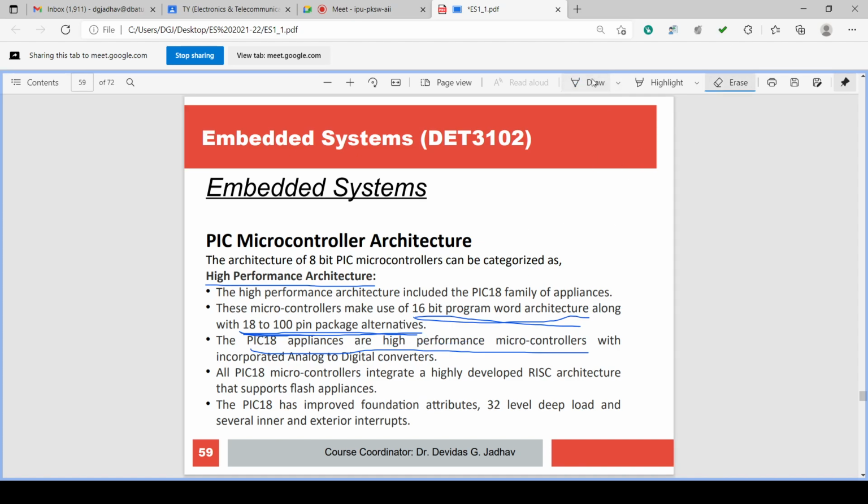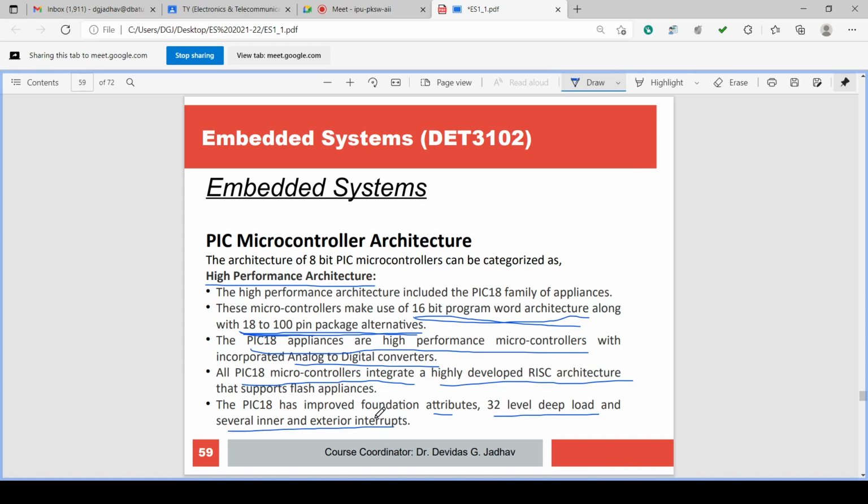With internally incorporated analog to digital converters. All PIC18 microcontrollers integrate a highly developed RISC architecture, reduced instruction set architecture, that supports flash devices. The PIC18 has improved core attributes: a 32 level deep stack and several internal and external interrupts.